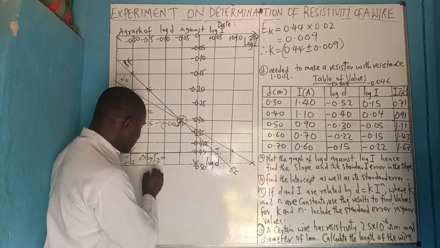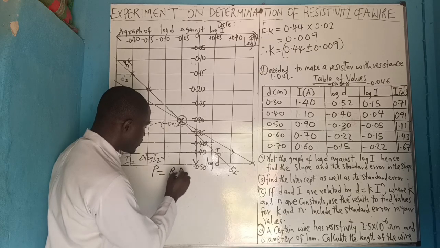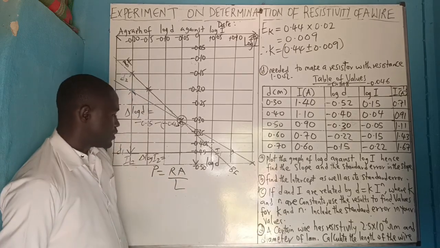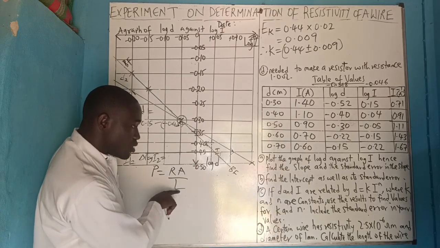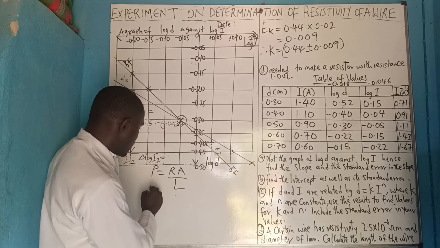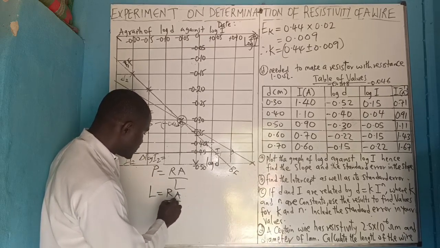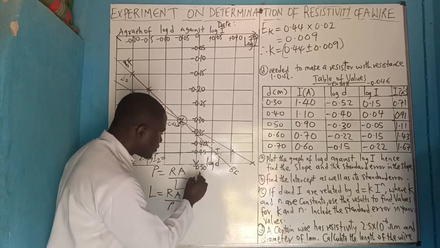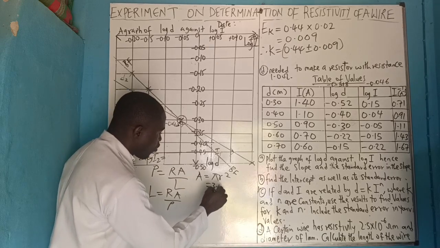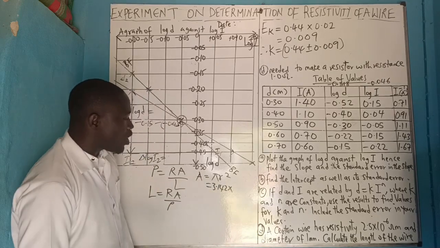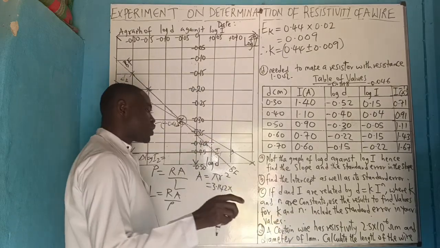remember that resistivity is equal to RA all over L. That is your resistivity. And they say you should get your L. Your L will be equal to RA all over resistivity. Then what is your A? A is pi R squared, equals 3.142 times what is your R? Diameter over 2 is R. So 1 over 2 will give you 0.5.